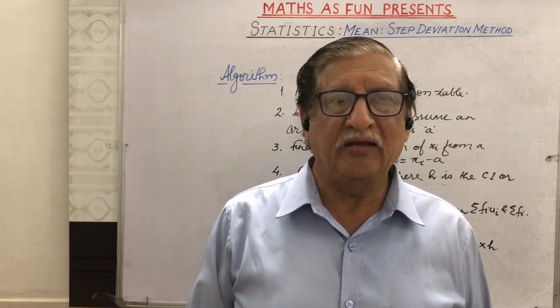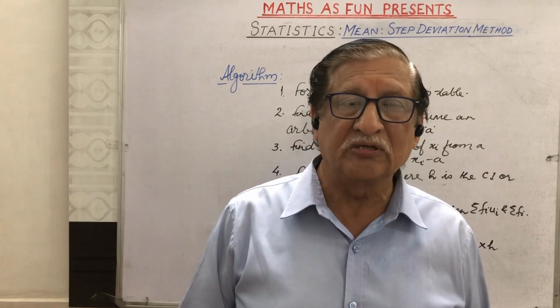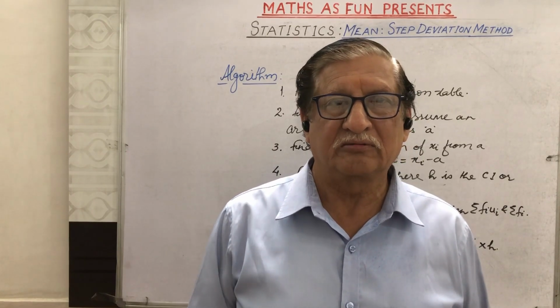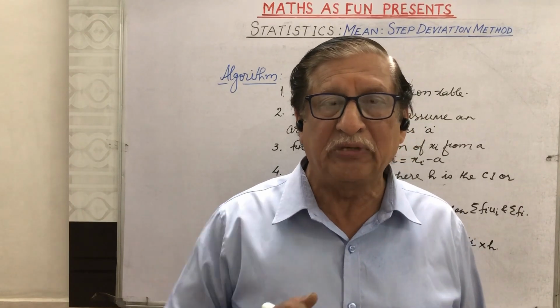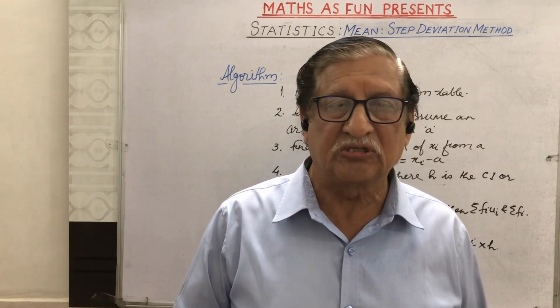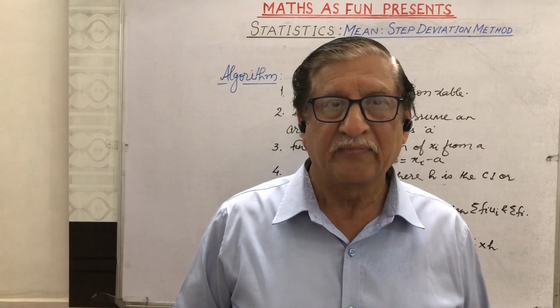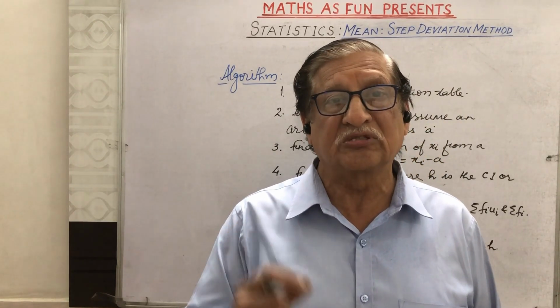Hello everyone. In the previous video we learned how to find the mean by using the assumed mean method, or we say the shortcut method. In this video we are going to learn about finding the mean of the given distribution by using the step deviation method. What is the algorithm to find the mean by using the step deviation method?